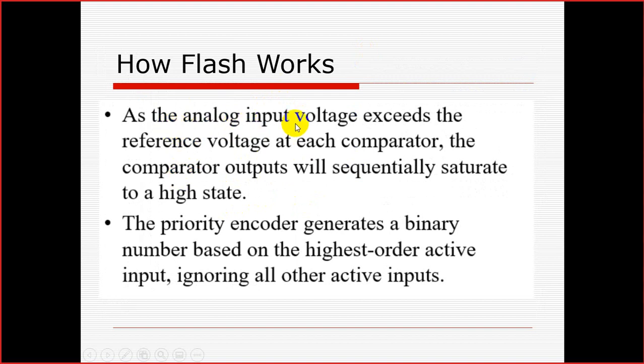As the analog input voltage exceeds the reference voltage at each comparator, the comparator output will sequentially saturate to a high state. The priority encoder generates a binary number based on the highest order active input, ignoring all other active inputs.